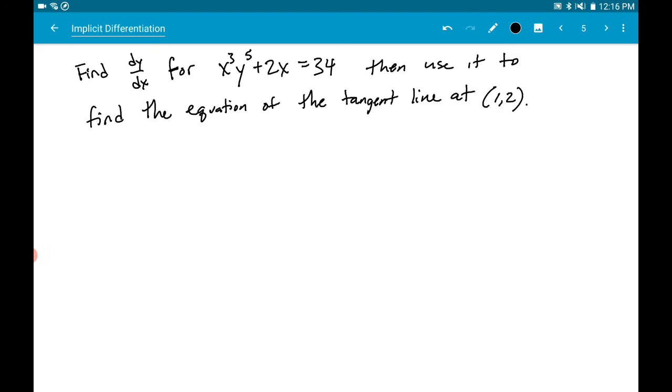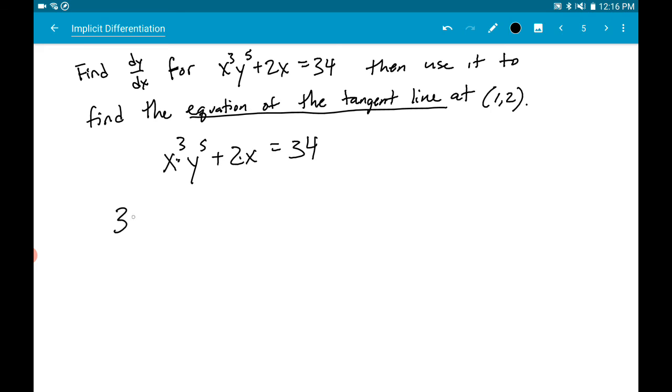Here we go. Find dy dx for x cubed y to the 5th plus 2x equals 34, and then use it to find the equation of the tangent line. Classic question. So here we go. I want you to see a product rule. Again, you can pause it and absorb it hopefully, but check this out.